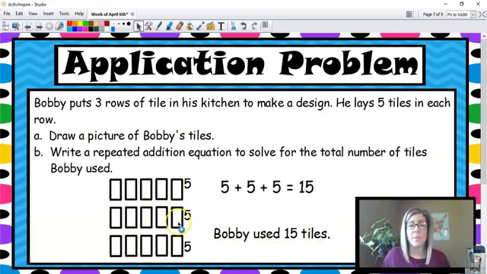So this is your composing, this is your decomposing. And guess what? You just did a word problem.